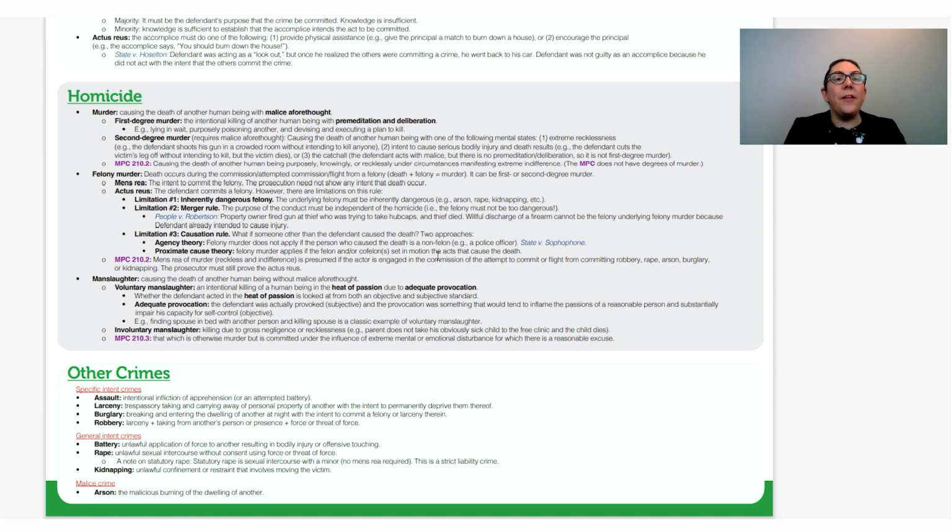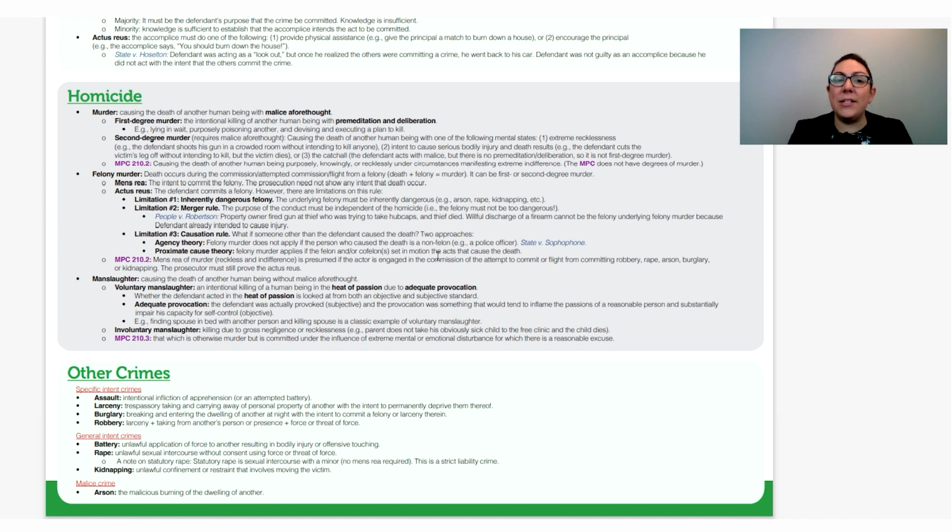Now, there are some limits to this. So not just any death that occurs in the course of a felony will satisfy felony murder. For instance, it has to be an inherently dangerous felony. Something like arson, rape, kidnapping. If you have one of those and a death results, that's inherently dangerous. On the other hand, if I'm committing tax fraud and I'm at my accountant's office and my accountant happens to have a heart attack and dies in the middle of my committing tax fraud, that is not inherently dangerous, so it would not be a good underlying offense for felony murder.